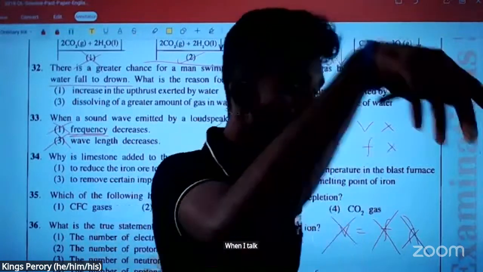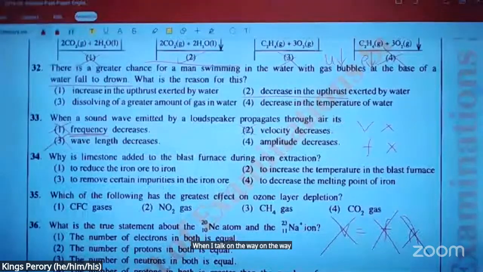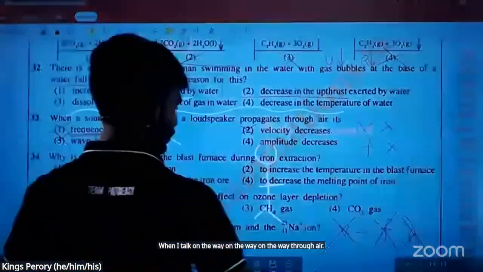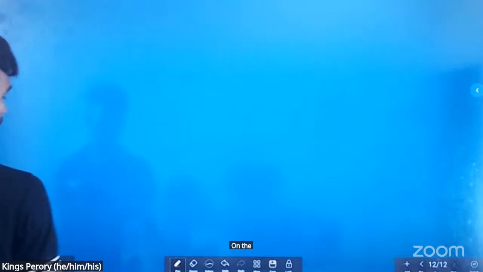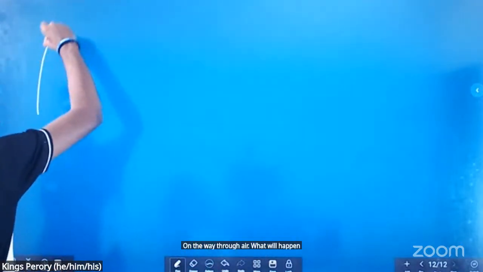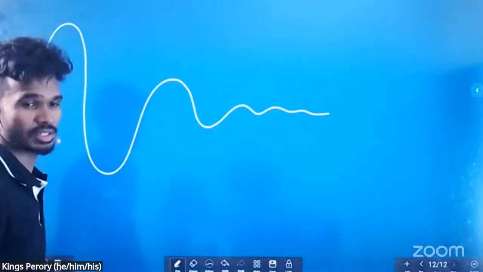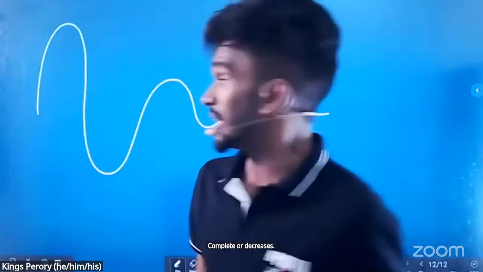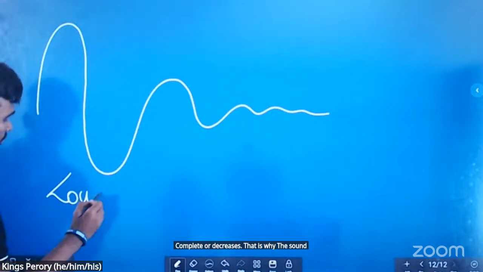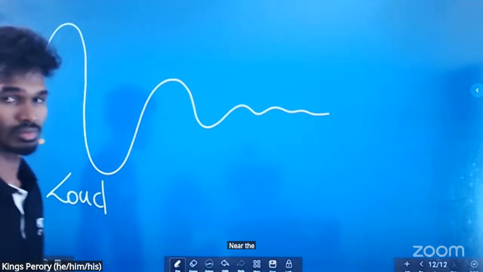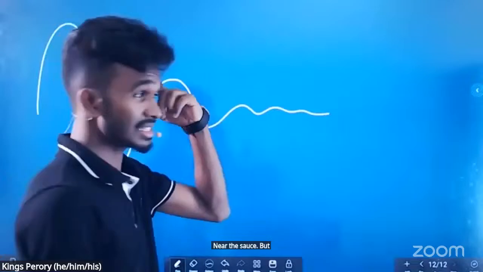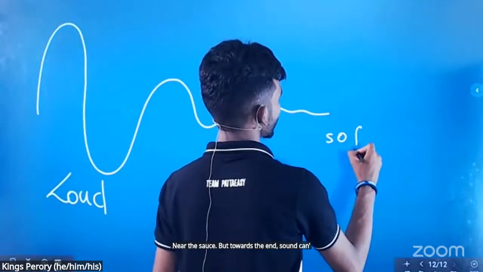When I talk, on the way through air, what will happen to the amplitude? Amplitude decreases. That is why the sound is very loud near the source. But towards the end, sound can't be heard. It becomes very soft.